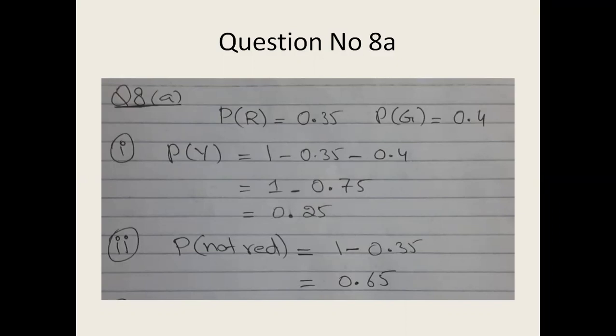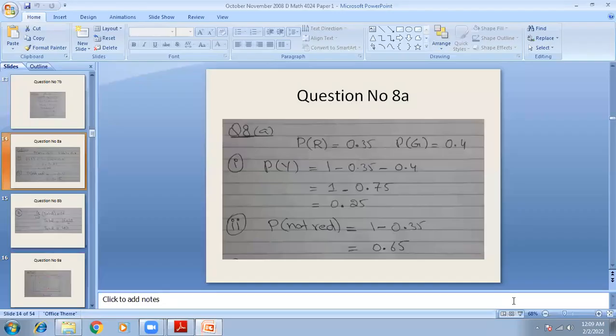Then they ask, what is the probability of not red? We know the probability of the red is 0.35. So from 1, we subtract 0.35. The probability of not red, other than the reds, will be 1 minus 0.35, and that will be 0.65. So this is how you do question number 8, A part.